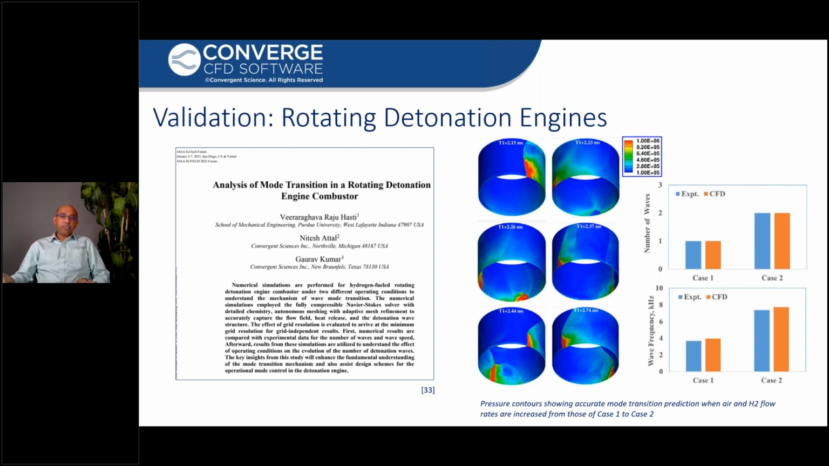Now, in one of the previous slides, we discussed how we at Convergent Science collaborate with experts in the industry to bring out cutting-edge research on hydrogen combustion, and how we are always sharing that with you. This validation of a rotating detonation engine is one such example. In this work between Purdue University and Convergent Science, it is shown that accurate mode transition can be predicted with CONVERGE. The simulations were able to accurately capture the number of shock waves, and the shock wave frequencies when transition happened between the 2 cases.